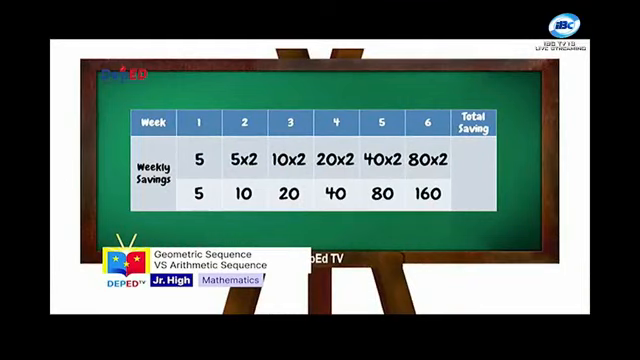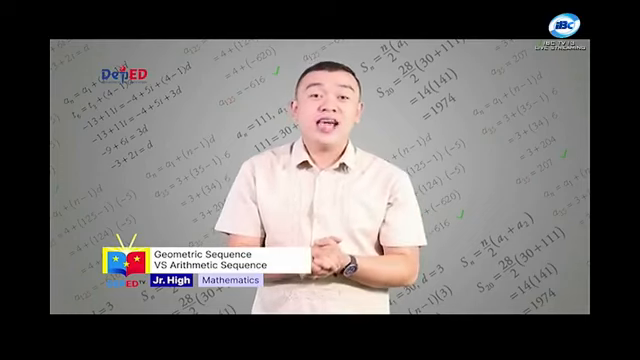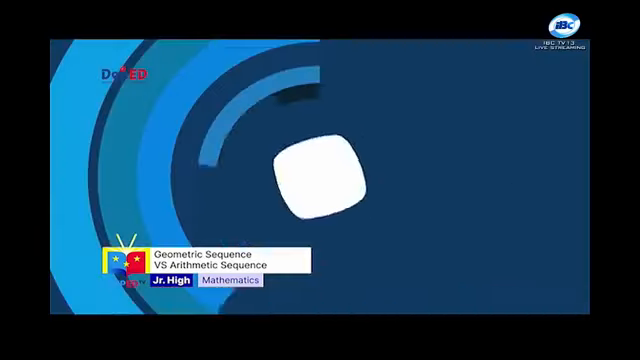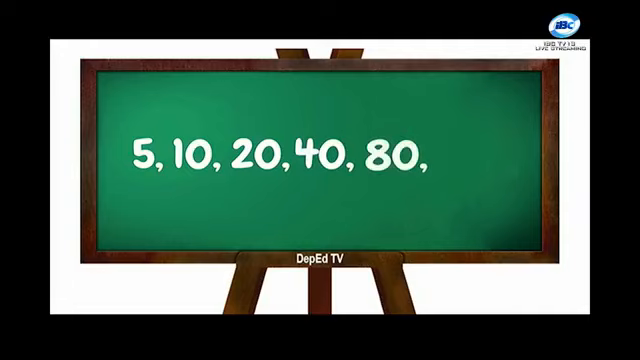After 6 weeks, how much will you save all in all? That's right, you will have 315 pesos after 6 weeks. From that amount, can you buy that blouse as a Christmas present to your mom? Yes, you can. Absolutely. What is the sequence obtained? We have the sequence 5, 10, 20, 40, 80, and 160.